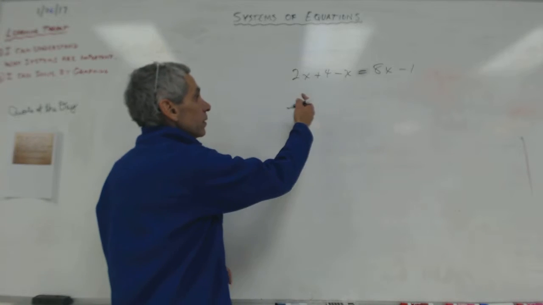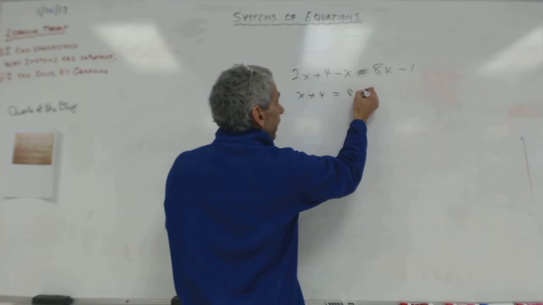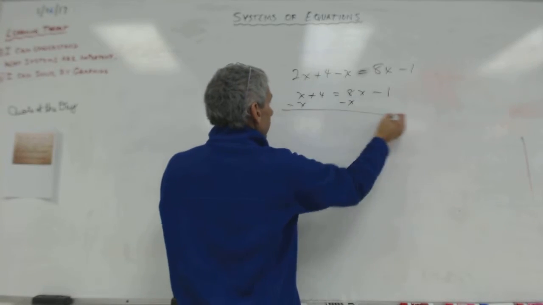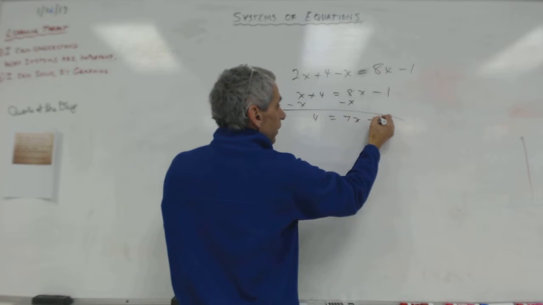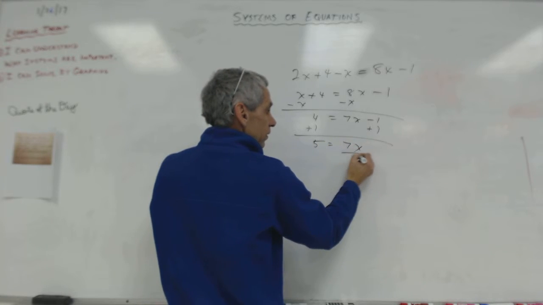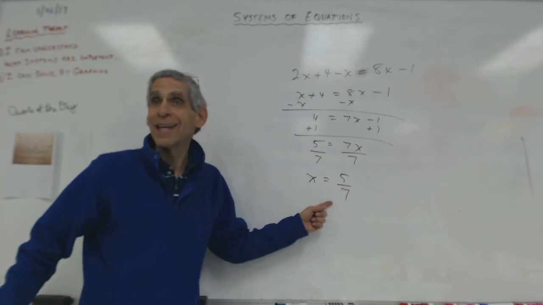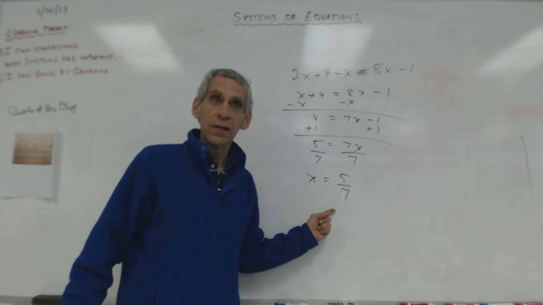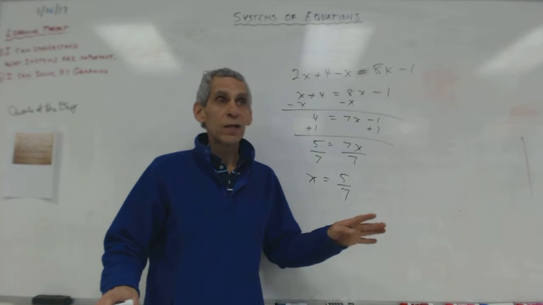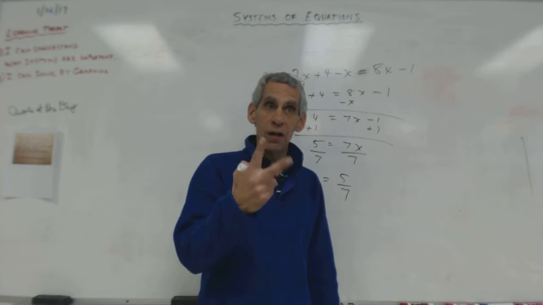Always, right? Immediately, 2x minus x is x. x plus 4 is equal to 8x minus 1. I'm going to subtract an x. That gives me 4 is equal to 7x minus 1. I'm going to add my 1. I've got 5 is equal to 7x. Divide by 7. x is equal to 5/7. That's it. It's exactly 5/7. It's not 5/8, not 5/9, it's 5/7, period, right? We can solve when we have one equation and one variable. You can always solve for that variable.